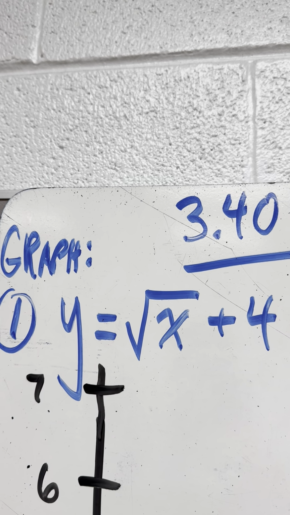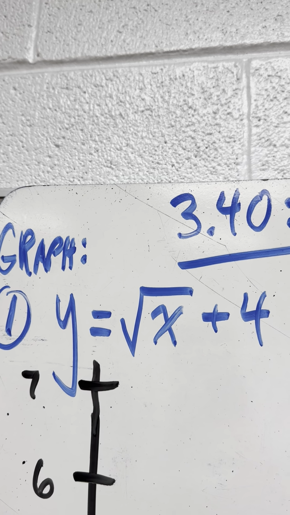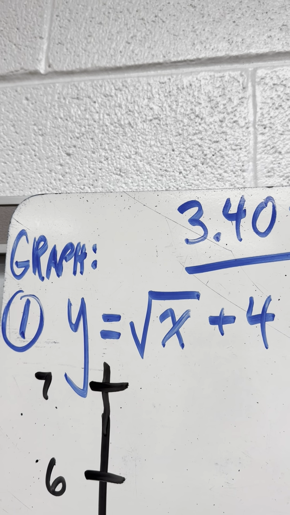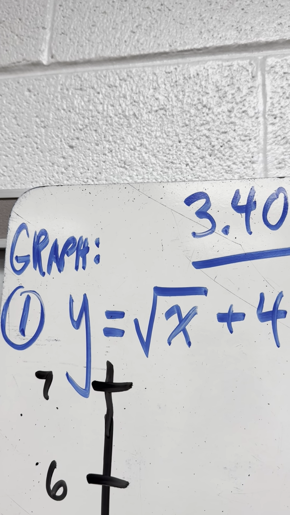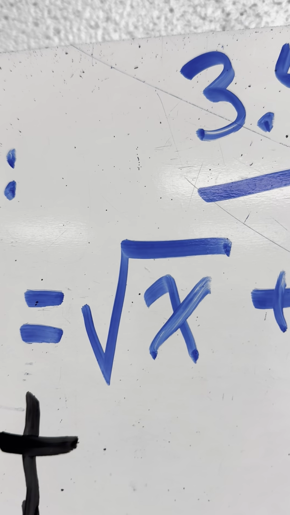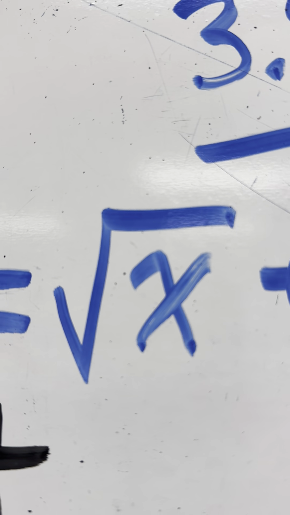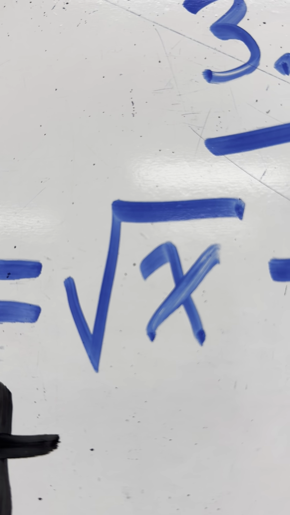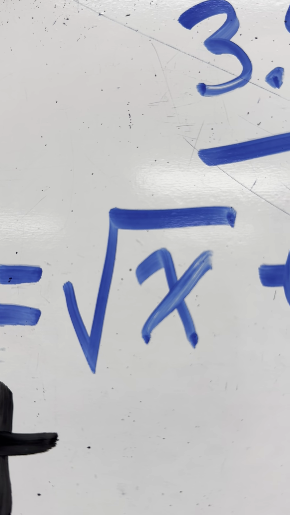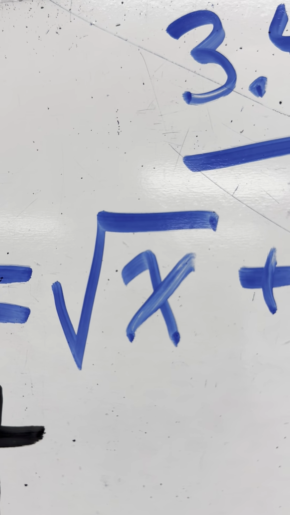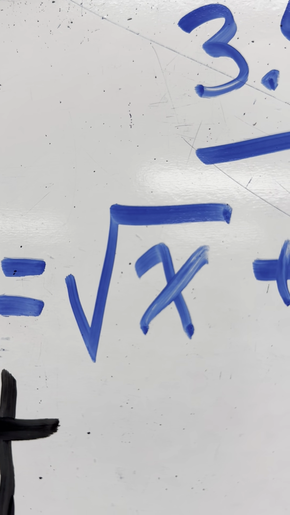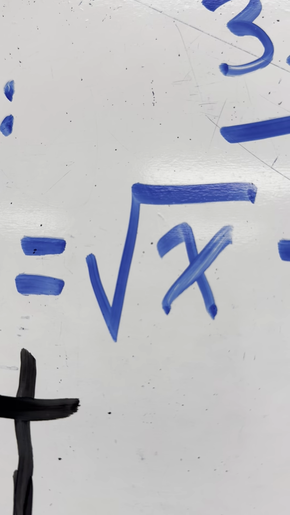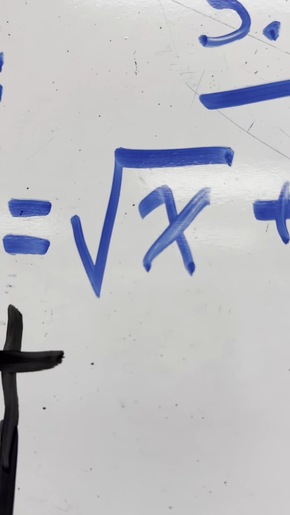In this Delta Math assignment, if you're doing Delta Math, you're only going to plot 4 points. So what you're going to use is 0, because the square root of 0 is 0. You're going to use 1, because the square root of 1 is 1. You're going to use 4, because the square root of 4 is 2. And you're going to use 9, because the square root of 9 is 3. So we're going to start with 0.